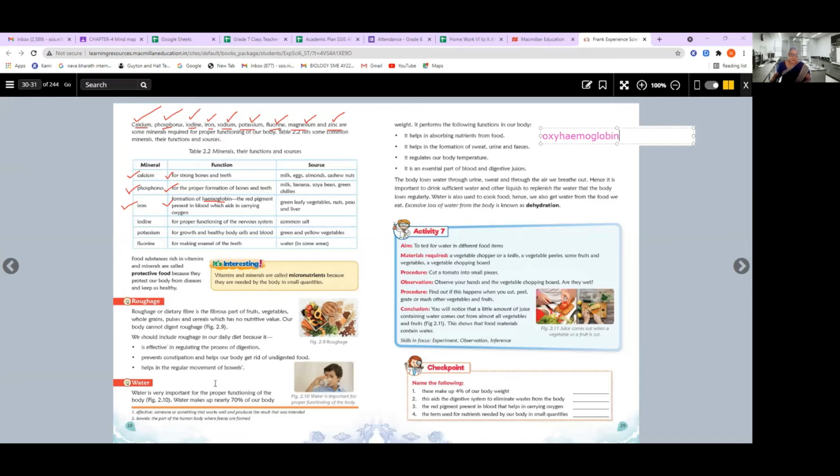Okay. Next, coming to iron. So what are the two functions of hemoglobin? Because of the presence of this hemoglobin, it is a red pigment. So our blood is red in color and it helps in carrying oxygen to the overall body. That is transportation of oxygen.